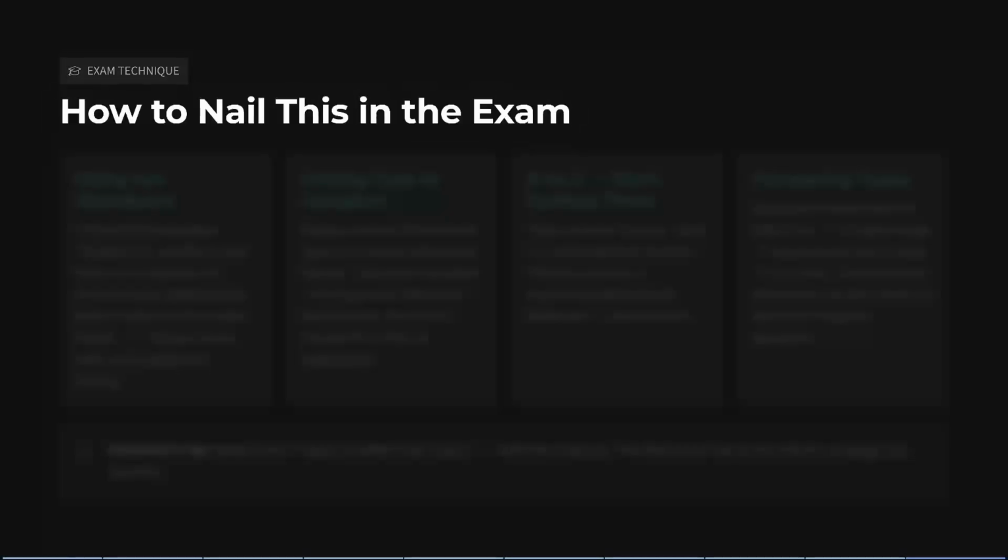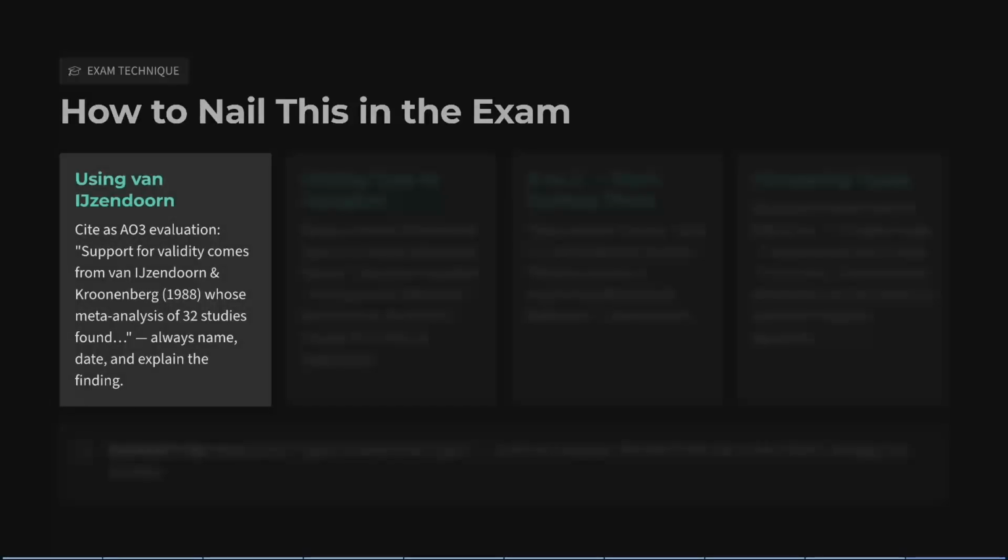Here, I give you 4 specific pieces of exam technique guidance, and I want to develop each one. So how to nail this in the exam? The first is to use Van Eysendorn as evaluative evidence. The formula here that I give you is exactly right. Always name, date, and explain the finding.